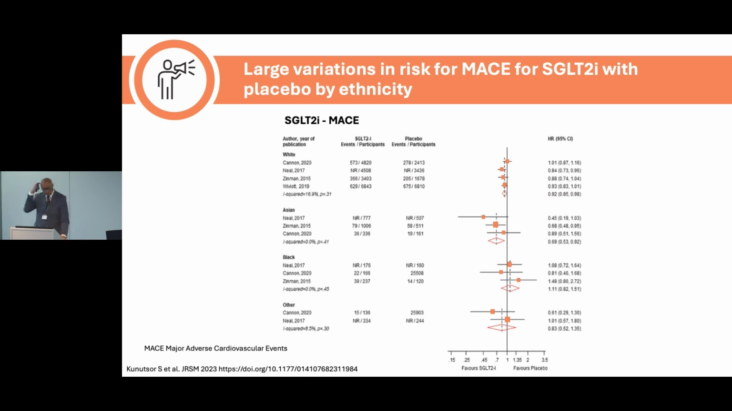But when we looked at all the randomized controlled trials that have been published globally, we see that overall there's an 8% reduction for MACE, which is major adverse cardiovascular event, for the white group. 31% relative risk reduction, much greater reduction in the Asian group. No significant difference in the black group. But the guidelines are saying we should be using this drug in everyone who has those diseases.